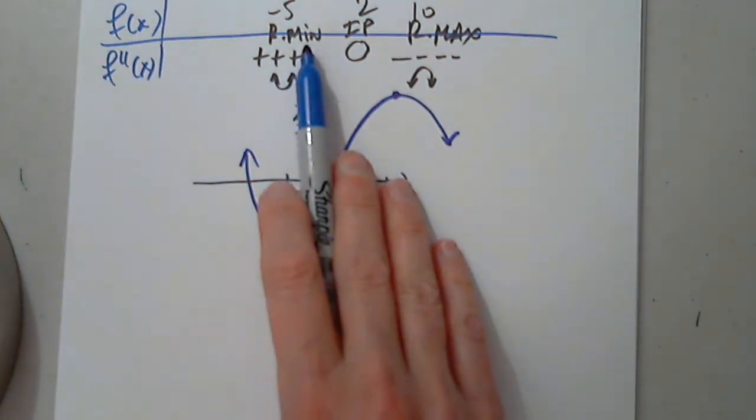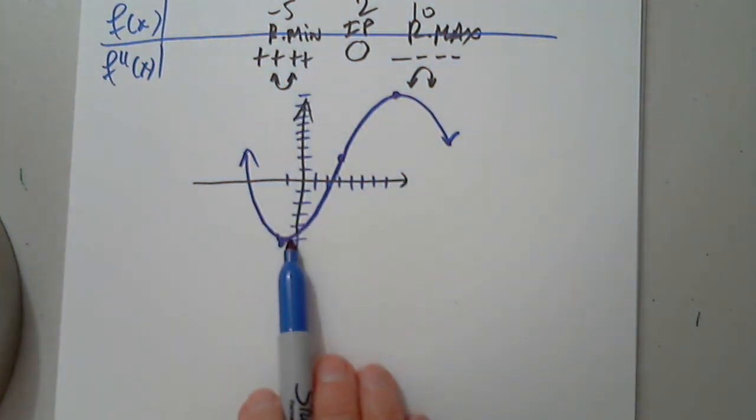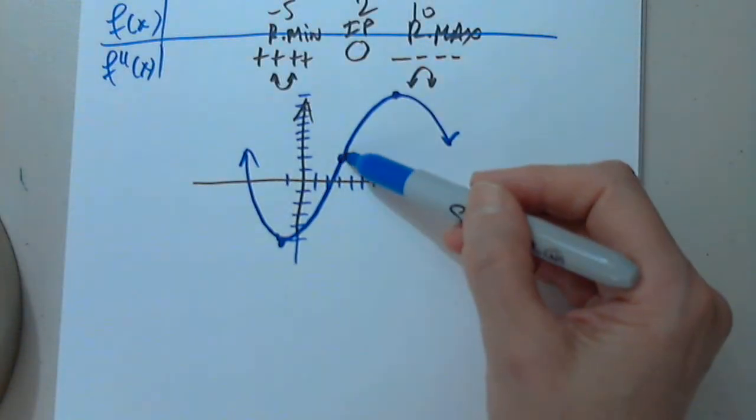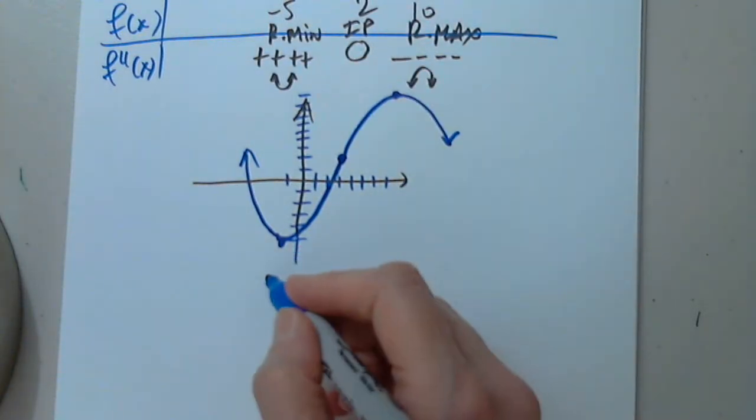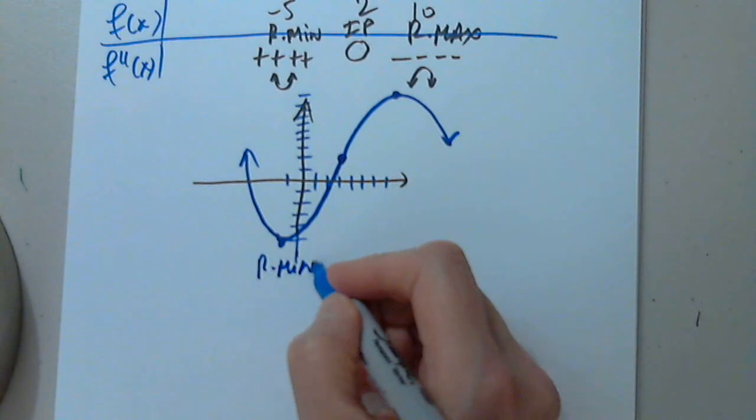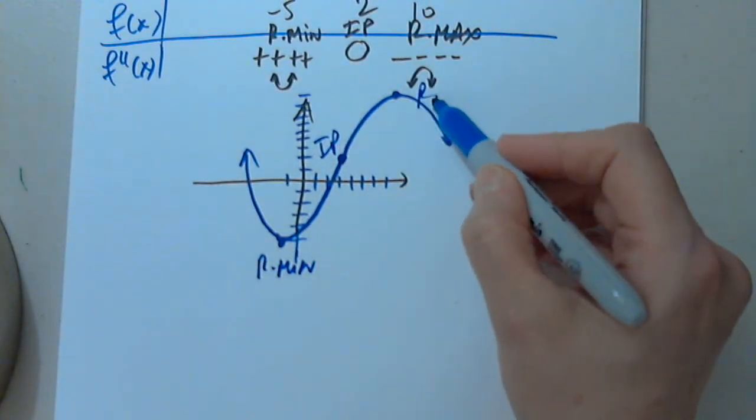It holds water. In other words, it's concave upward. It has an inflection point at (3, 2). So this is the relative min, this is the IP, and this is the relative max.